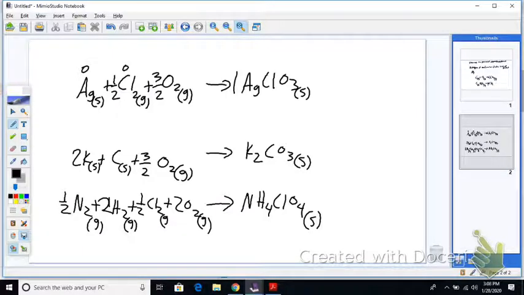You kind of see a trend here. What's oxygen? 0. 0. 0. 0. 0. Because if they're alone, nothing really formed, so they're in their natural state.